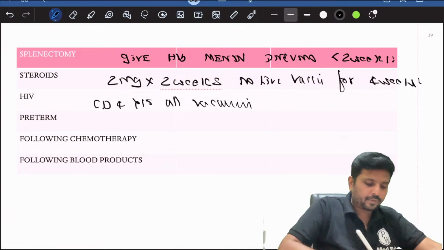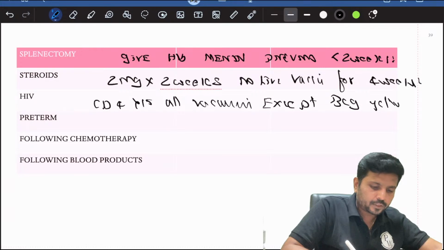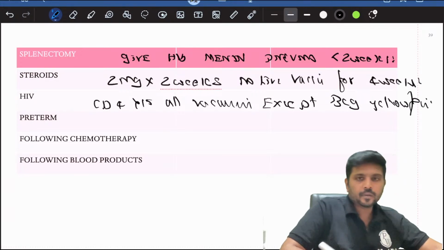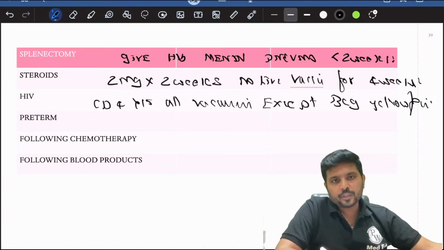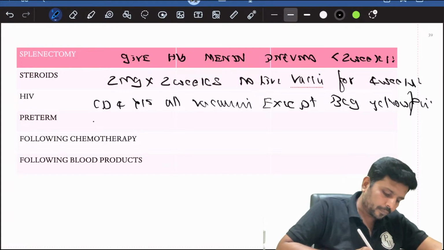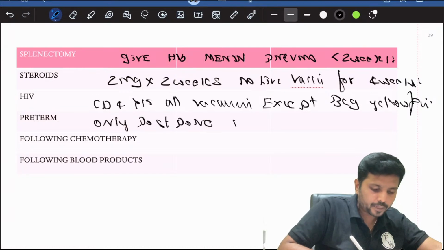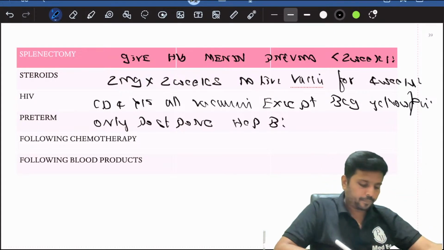Live vaccines can be given except BCG and yellow fever. These vaccines should not be given. Or else, if CD4 is more than 15%, all vaccines can be given. Following chemo, preterm, only postpone which vaccine? Hepatitis B. BCG can be given, OPV can be given.